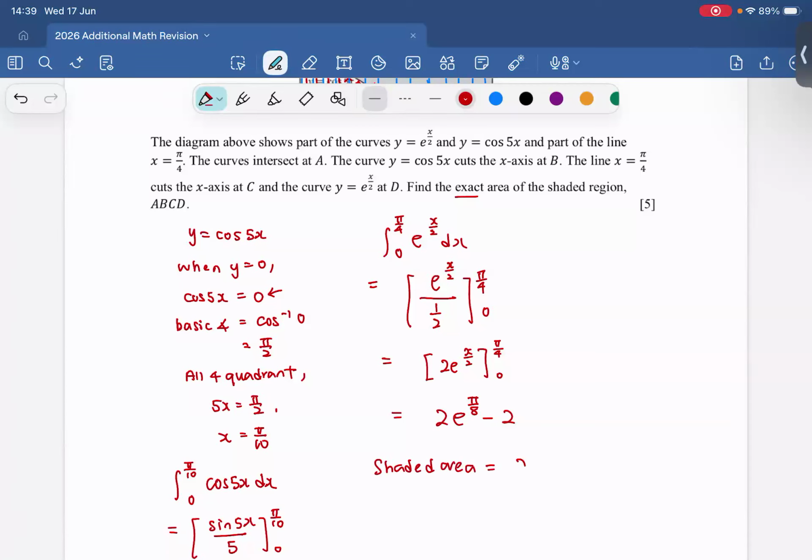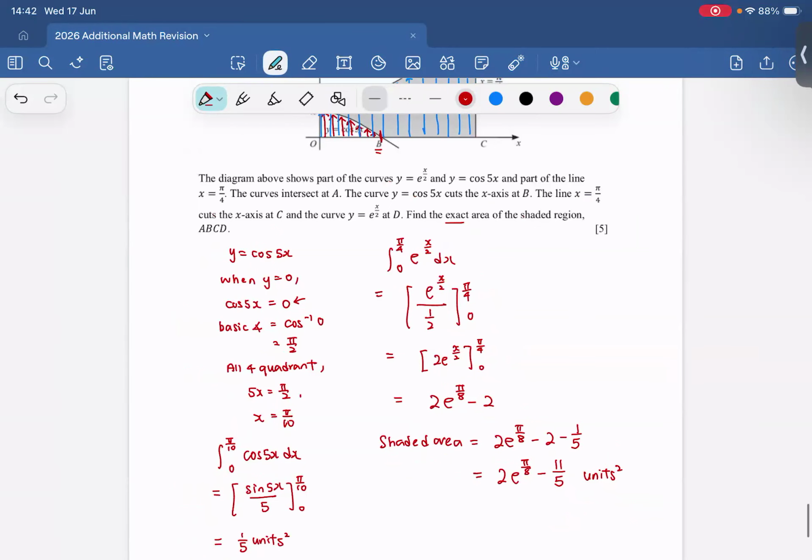It will be equal to the blue one minus away the white color part. And this will give me 2e^(pi/8) minus 11/5. They ask us to leave it in exact form, so that's your exact answer. You should not press your calculator.